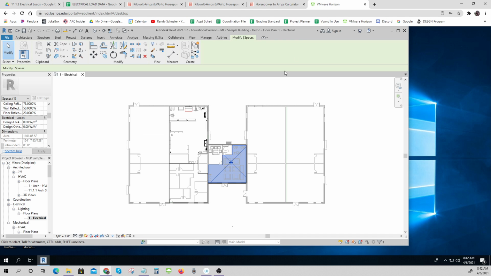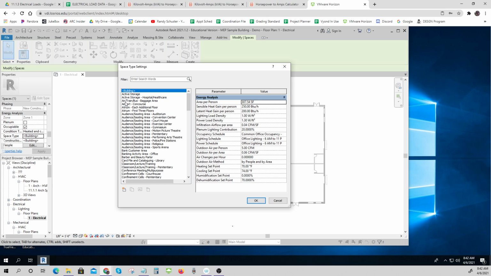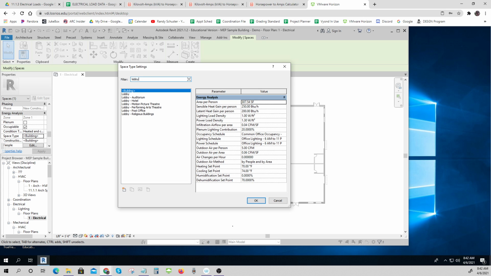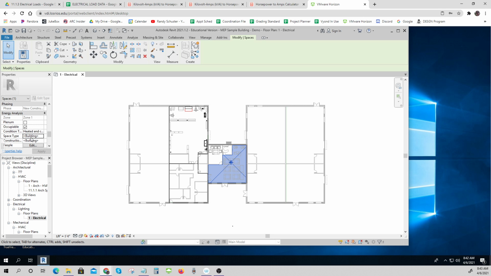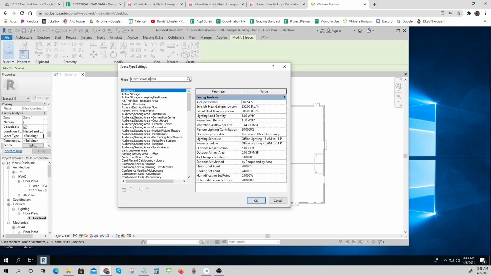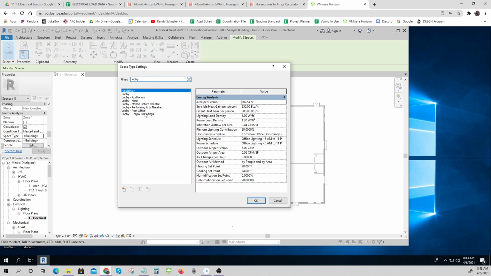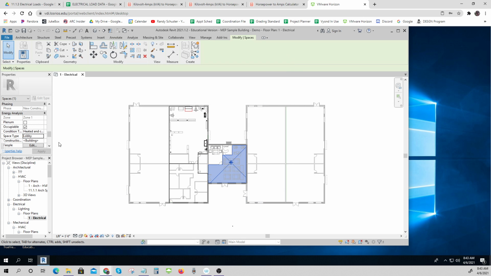There's a few ways to do that. I'm going to show you where I got these numbers from. Once you've got a zone picked out, you can tell from down here, under the space type. If I click on that, I can say it is a lobby. Okay, and it tells me all sorts of stuff, and there's the power density right there. So I can say it's a lobby, and I can know stuff about that.